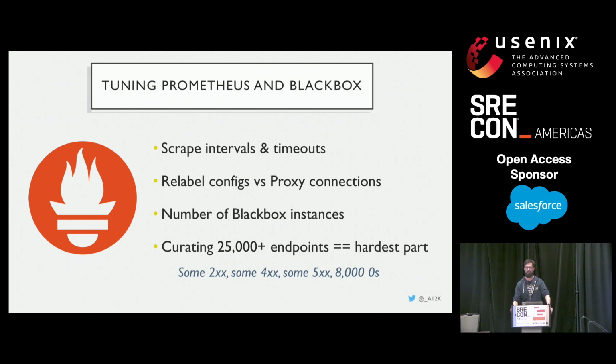So tuning Prometheus and Blackbox were some of the more difficult things to do here. Dealing with scrape intervals and timeouts. Shockingly, when you curate 30,000 endpoints, a lot of it comes down to spot checking what's going wrong, finding Blackbox probes that are not working or returning a 0, indicating that they didn't do their job, and figuring out why this is the case.